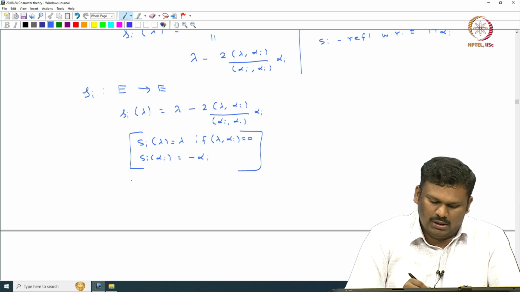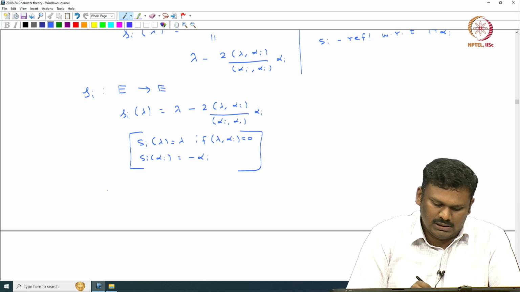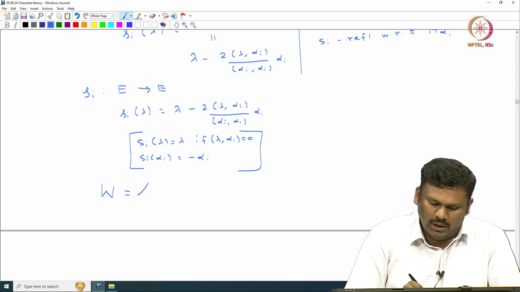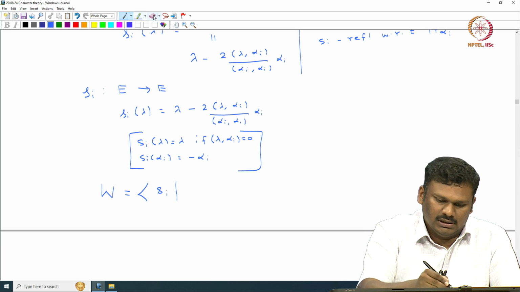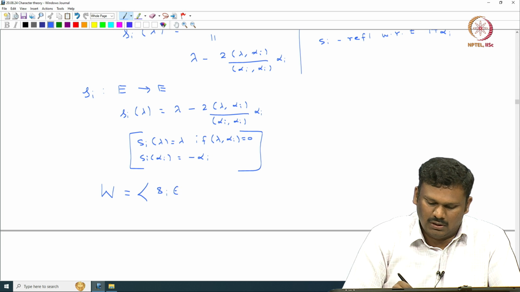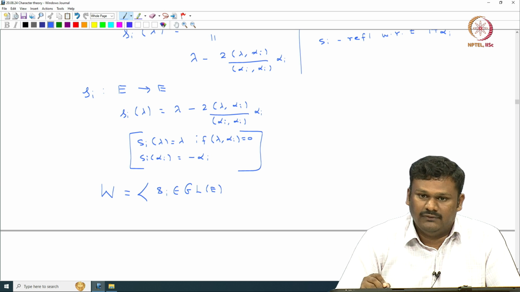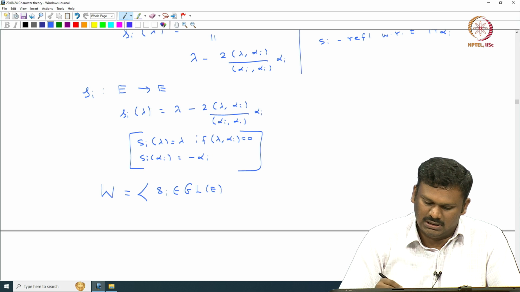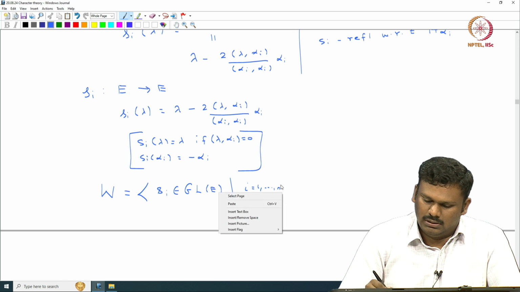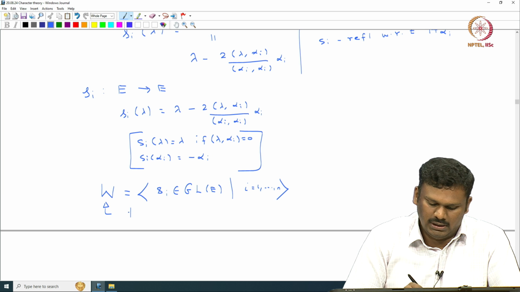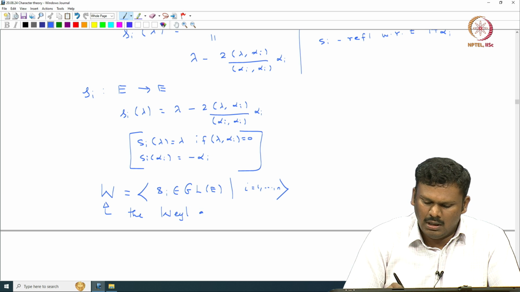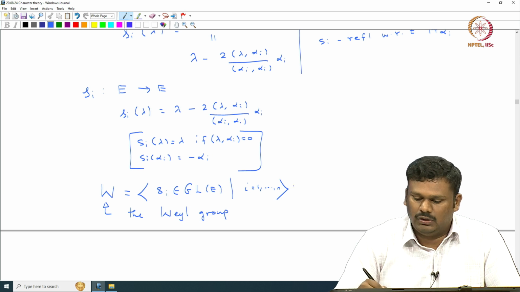So, we have this natural map, okay, from this Weyl group. We take W to be the Weyl group generated by s_i, where this s_i comes from GL(E). So, this is how I am now going to look at it. These are all invertible operators on E, indeed they are reflections. So, you take the subgroup generated by this s_i for i ranging from 1 to n. This is the subgroup that we are interested in, we call this the Weyl group, and this Weyl group is naturally isomorphic to S_{n+1}.